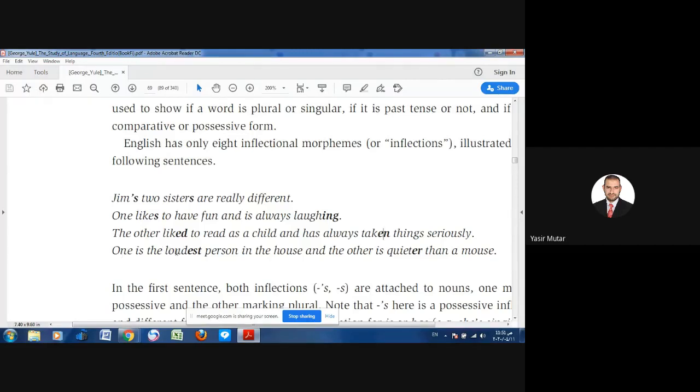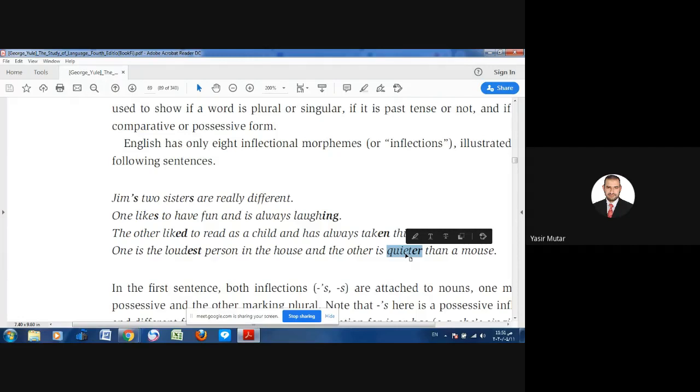One is the loudest person in the house, and the other is quieter than a mouse. We have loudest and quieter. These are two adjectives, but the first one is the superlative form of the adjective, and the other one is the comparative form of the adjective.